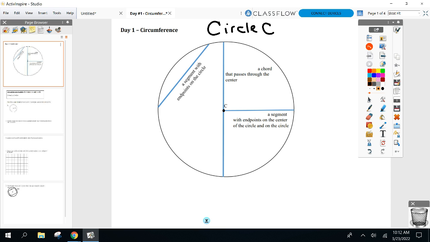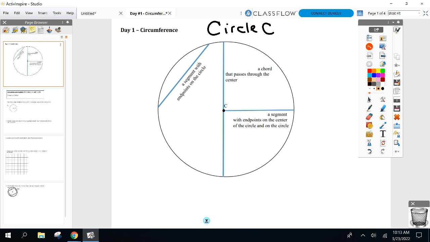So when I see that letter there, that tells me that's got to be the center. That's how you name a circle, by its center. All right. So circle X, boom, X is the center. Circle Y, Y is the center. So C is the center. That's how I name a circle.